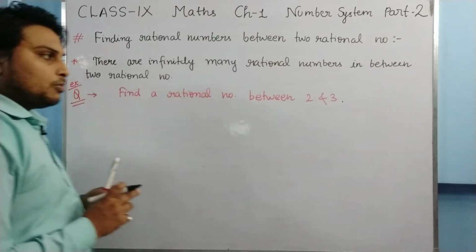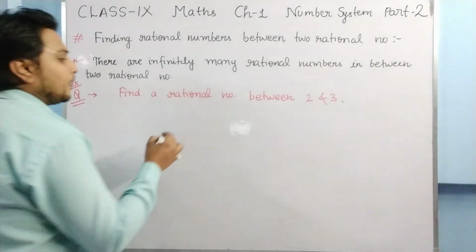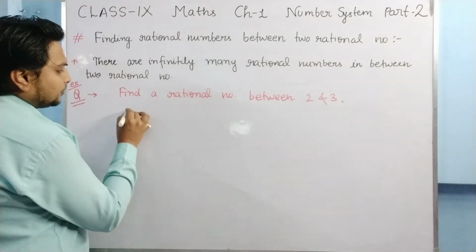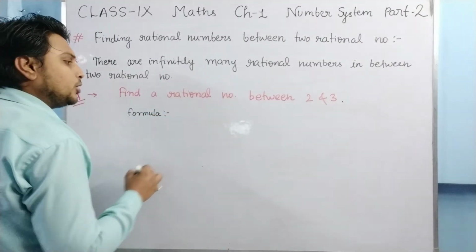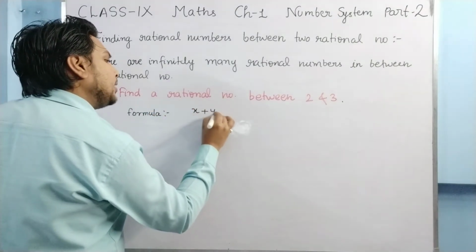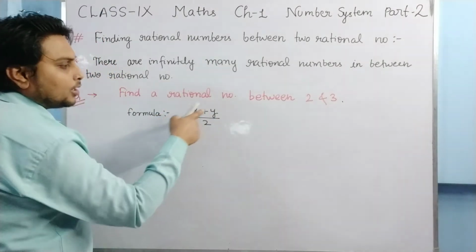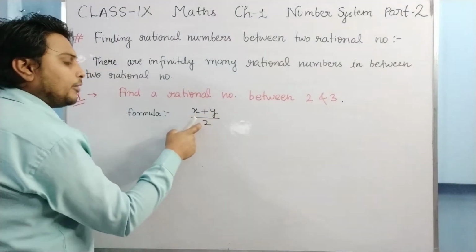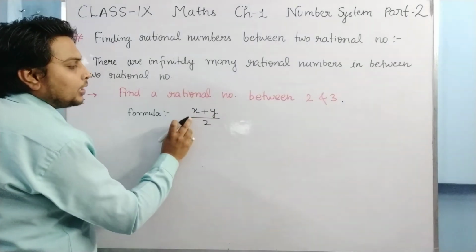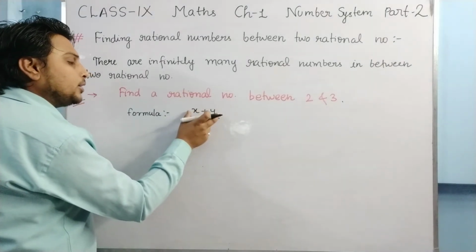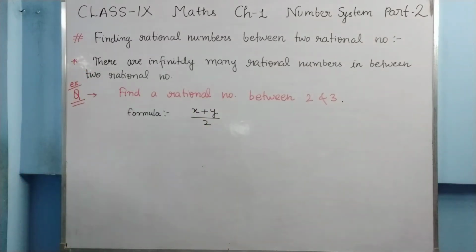See, there is a formula to find one rational number between two rational numbers. The formula for finding a rational number between two rational numbers is (x plus y) upon 2. It means if one rational number is x and the other is y, we find the mean of x and y: firstly we sum the two numbers, and then we divide by 2, and we will get a rational number between those two numbers.